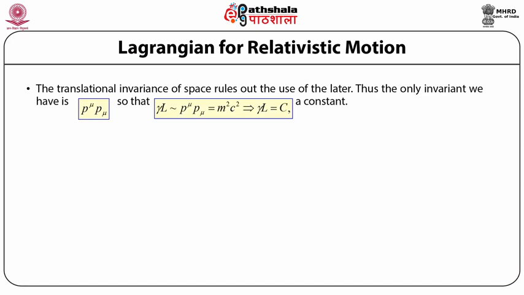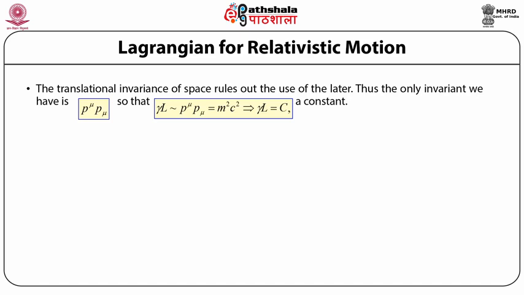We have only the momentum 4-vector p mu and the position 4-vector x mu. The presumed translation invariance of space rules out the use of the latter. That leaves only the momentum 4-vector p mu and the single invariant p mu p mu equals m square c square, which is a constant. Hence, we are led to gamma L equals C, a constant.